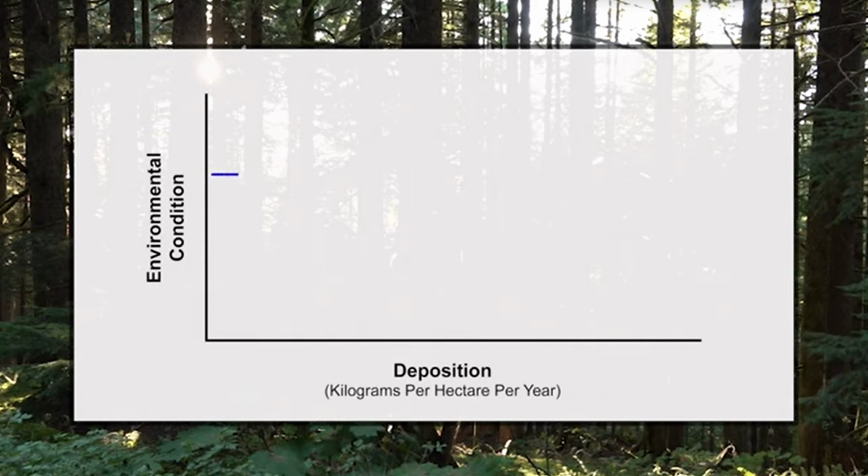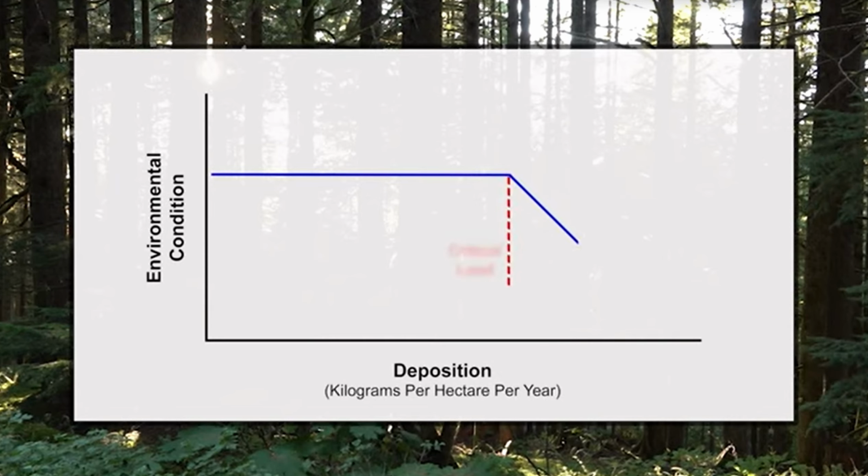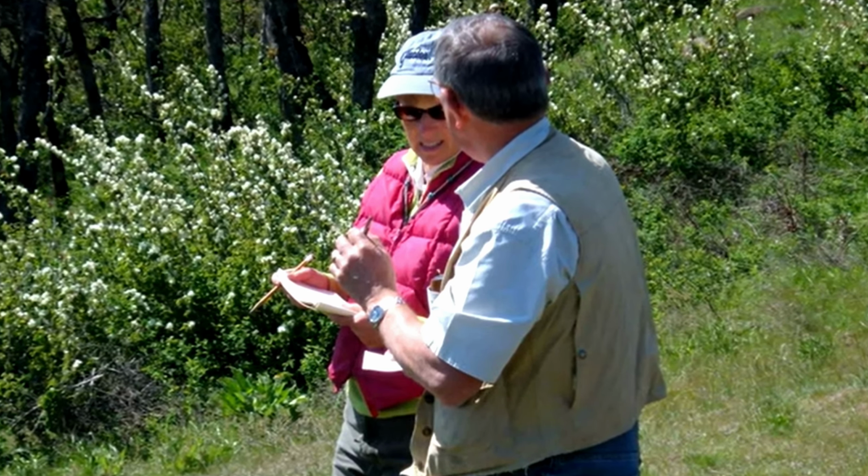As you recall from the other videos, a critical load is the level of deposition at which an ecosystem begins to experience harm. Let's take a closer look at how land managers are currently using critical loads.